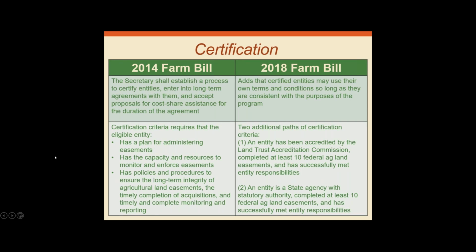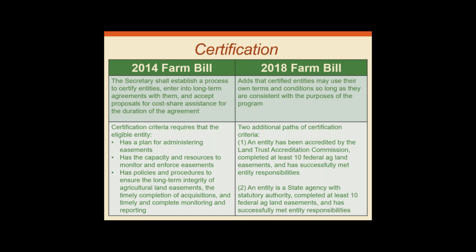In the next section about certification, the process remains the same. It needs to be established by the Secretary, but there is additional language here that underlines again that certified entities may use their own terms and conditions as long as they're consistent with the purposes of the program. Again, not necessarily something that hadn't happened, but just providing further emphasis. The bottom row, you'll see the previous criteria that were required of the entity to become certified. That remains in place. There are now 2 additional paths that an entity could take to become certified.